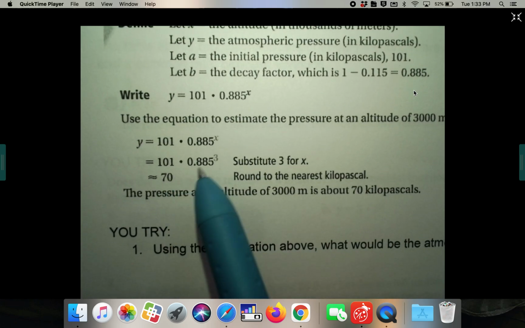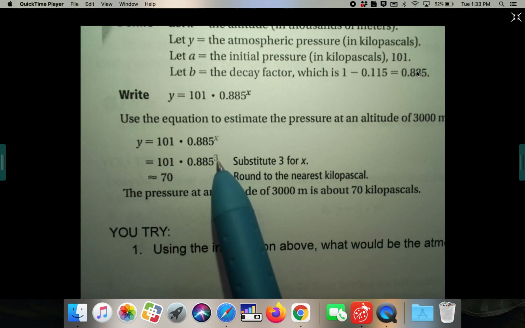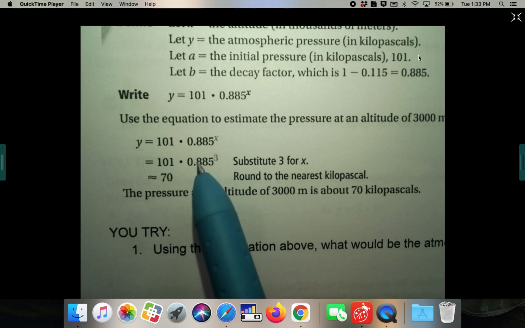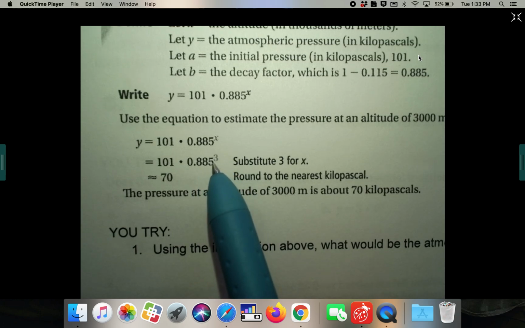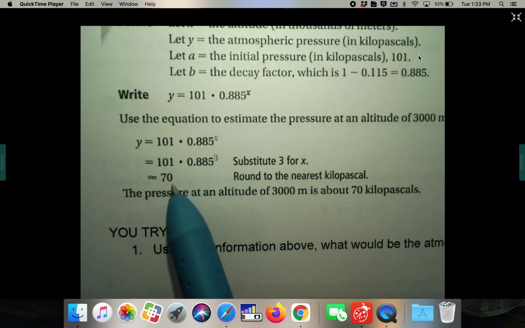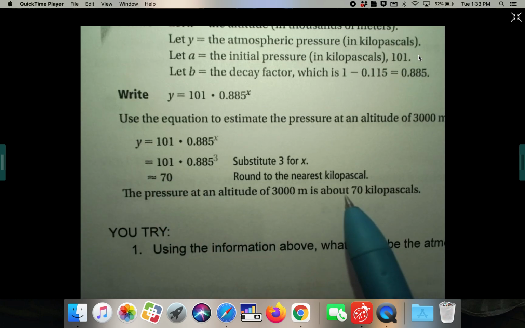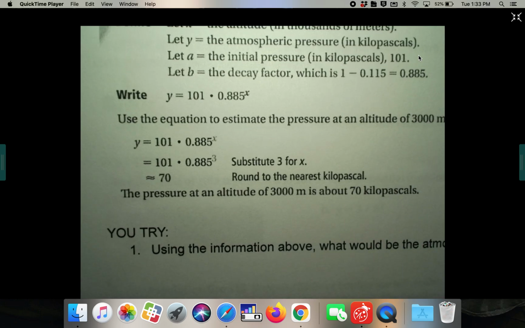So they've solved it all out for you. They took 0.885, they've raised it to the 3rd power, so 0.885 times 0.885 times 0.885 times 101, and they got about 70. So the pressure at an altitude of 3,000 meters is about 70 kilopascals.